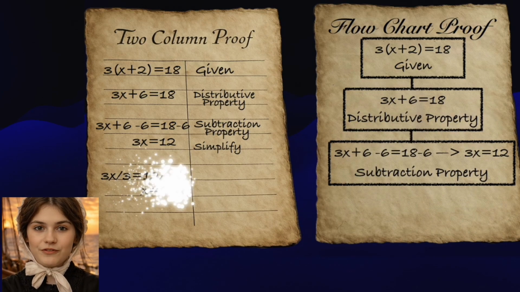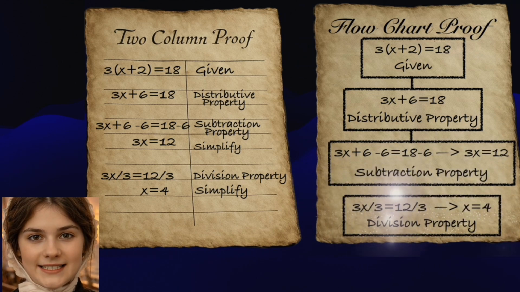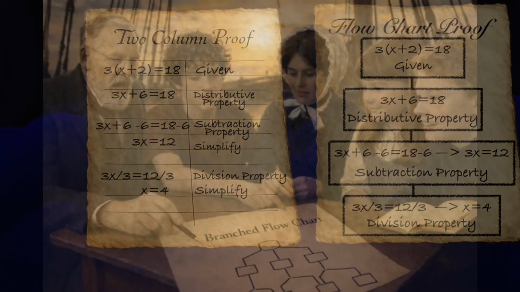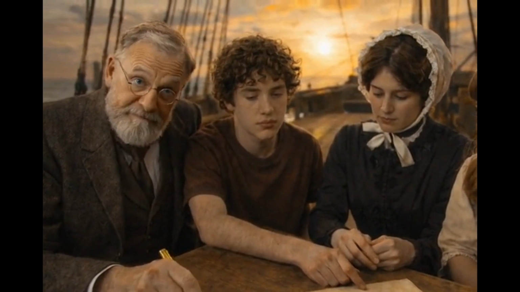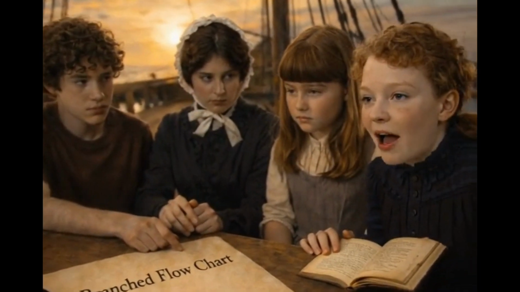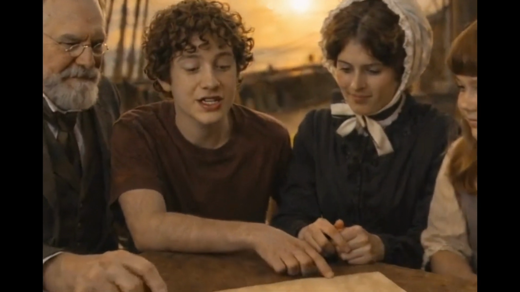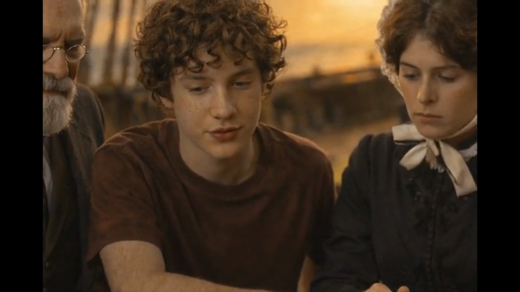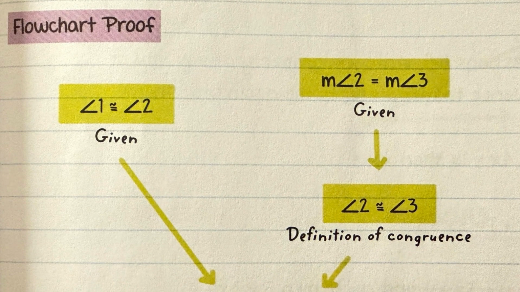The two-column proof lists each step in order. The flowchart shows how each step connects to the next step. A flowchart proof shows the same logic as a two-column proof. Each step becomes a box. Each connection becomes an arrow. So it is like a map of the proof. Precisely. Follow the arrows and you follow the logic.